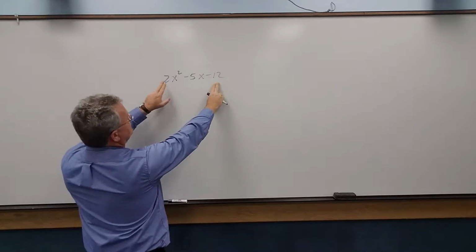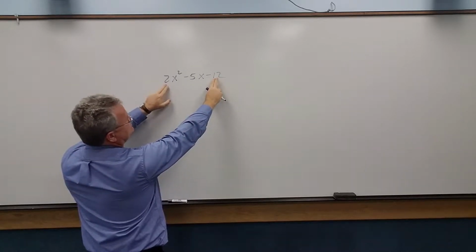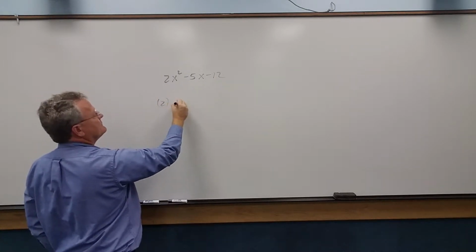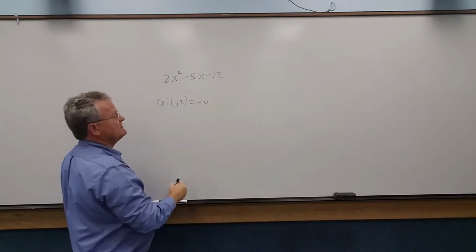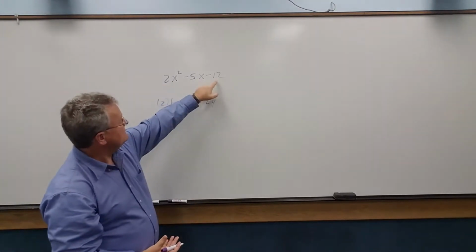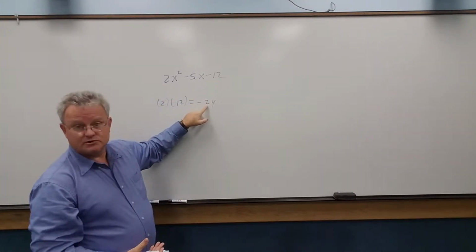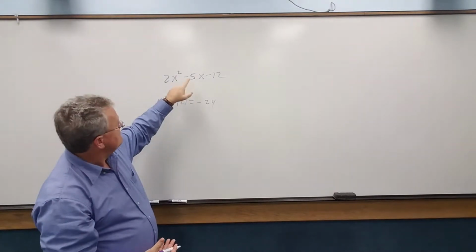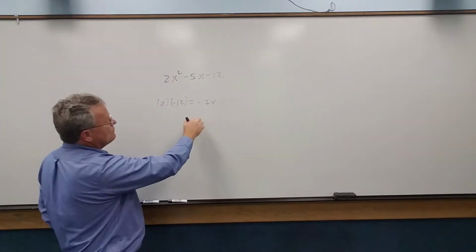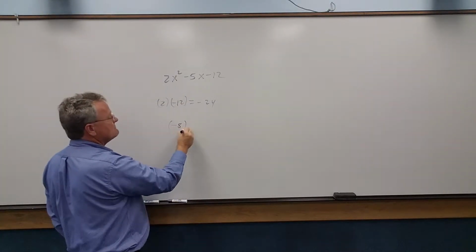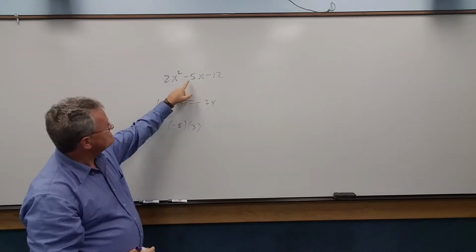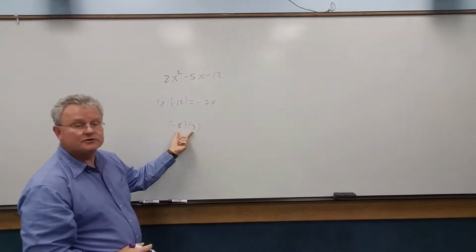First step is multiply the first and last number: 2 times, in this case, 2 times negative 12. When we multiply this, we get negative 24. Now, after we multiply these, we have to figure out what 2 numbers multiply to negative 24 but add to the middle number, in this case, negative 5. Our numbers are going to be negative 8 times 3 equals negative 24. Negative 8 plus 3 is negative 5. So these are our 2 numbers.